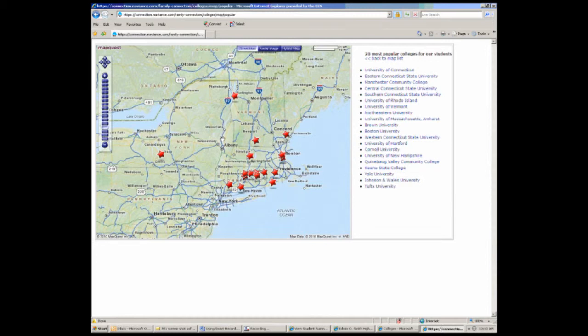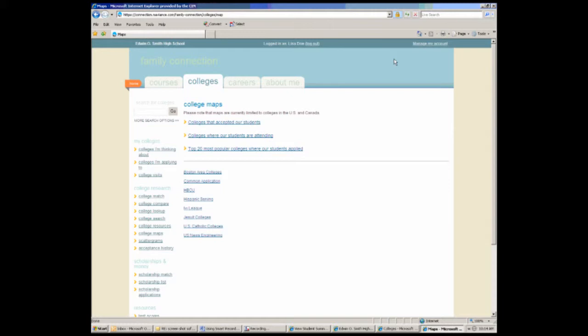This map shows the 20 most popular colleges for our students dating back to 2004, and they are in order of popularity. So the University of Connecticut is first, followed by Eastern, and then Manchester Community College, and so forth. And you can access information on any of these colleges by simply scrolling over them. You'll see that 8 were attending or have attended over this duration of time. Ranks 8 out of 20, and it's 71 miles away from Storrs, Connecticut.